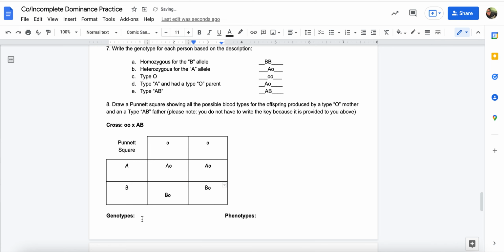Okay, so when we go to do our genotypes, we've got AO, 2 out of 4 or 50%. And then we have BO, 2 out of 4 or 50%. For the phenotypes, we're just going to write the blood type. So we're just going to write type A, that's our AO, 2 out of 4 or 50%. And then we have type B, 2 out of 4 or 50%.